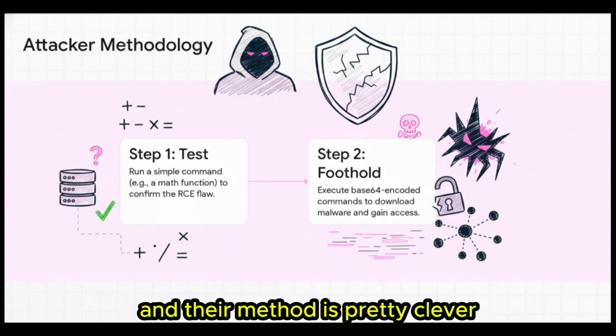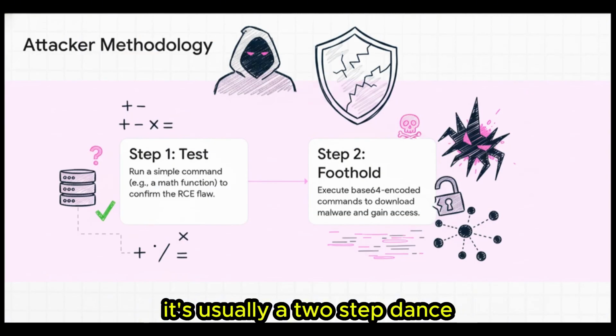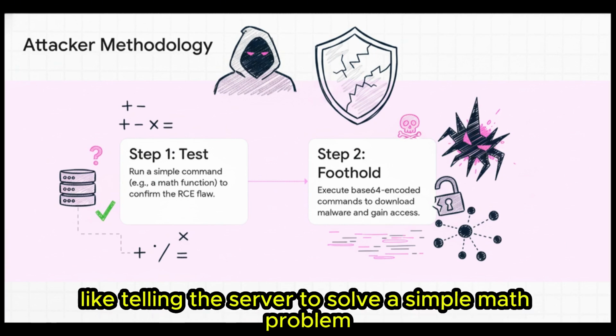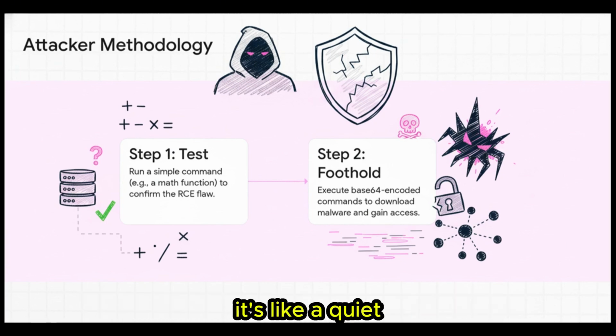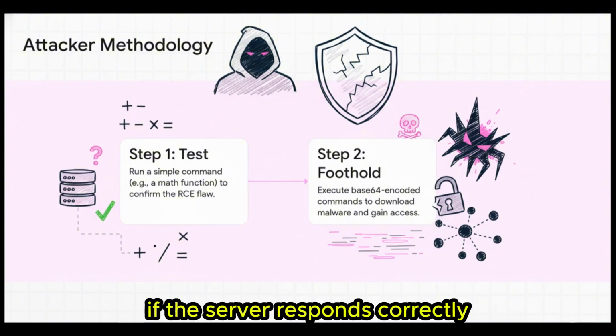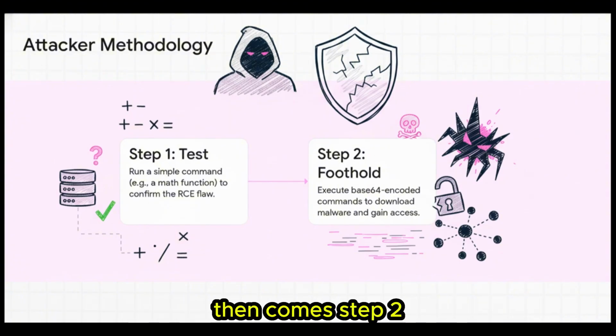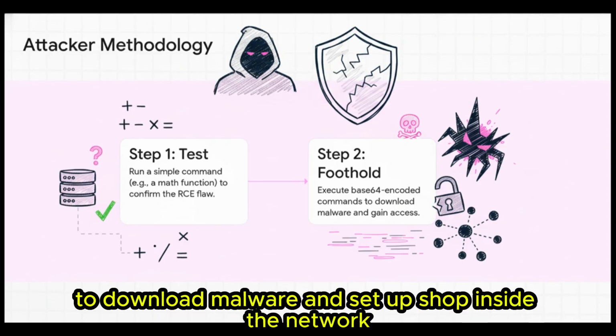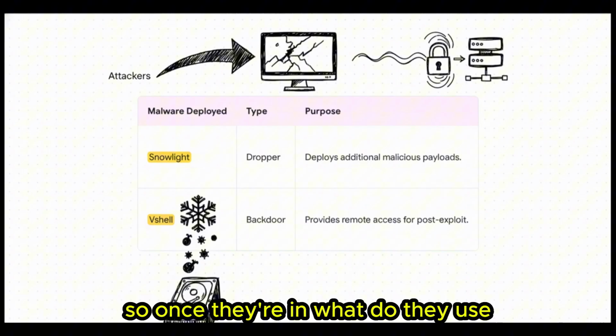And their method is pretty clever. It's usually a 2-step dance. First, they do something incredibly subtle, like telling the server to solve a simple math problem. It's like a quiet little knock on the door to see if anyone's home. If the server responds correctly, they know it's vulnerable. Then comes step 2. They hit it with more complex commands to download malware and set up shop inside the network.